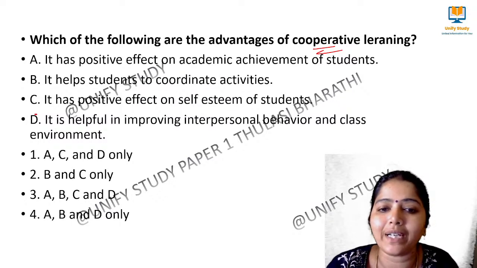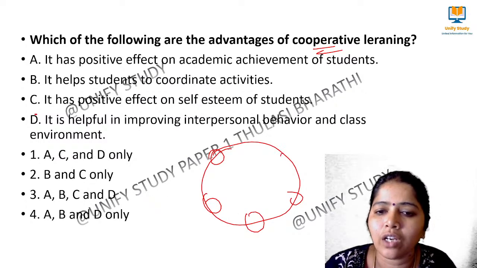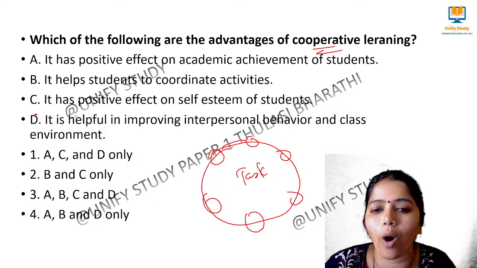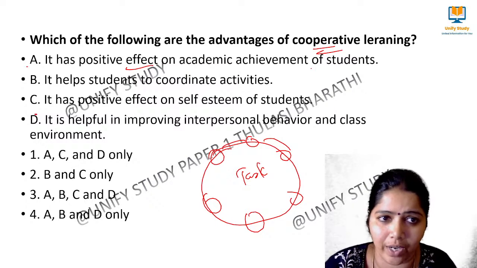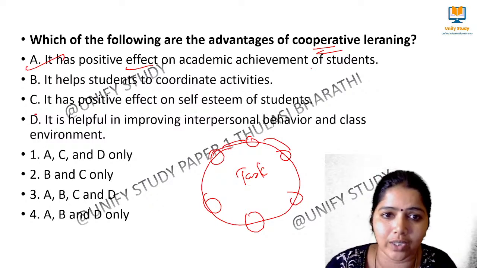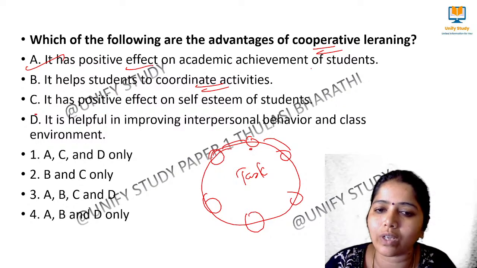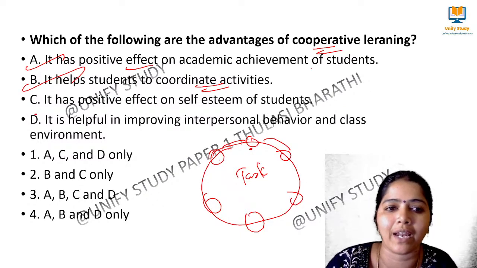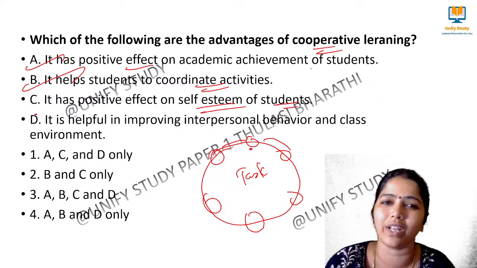It has cooperative learning. Sitting in a group, all cooperate with each other to do some task. So the task is there, and everyone has been cooperating with each other. It has a positive effect on the academic achievement of the student. Why? Because they cooperate with each other. It helps the students to coordinate the activities. If one student does one thing, he will be doing another thing and they will be helping each other. Coordination will be there. It has a positive effect on the self-esteem of the students.